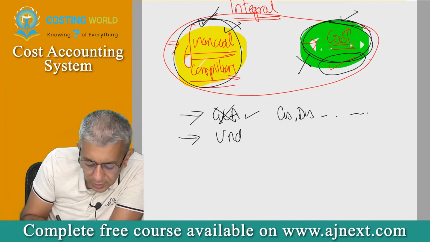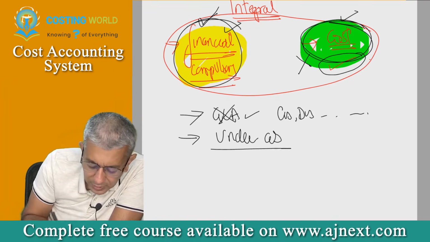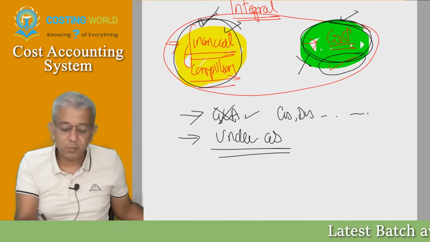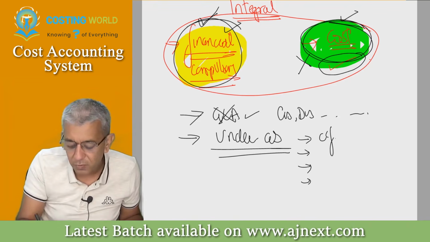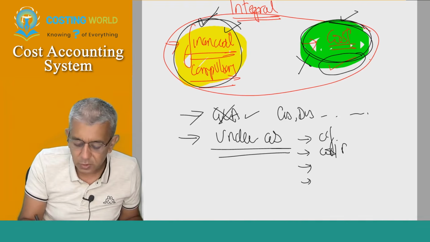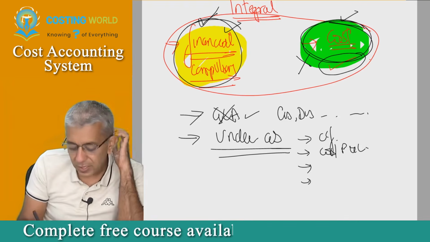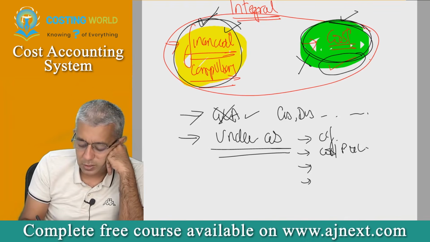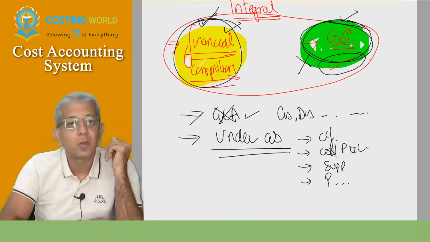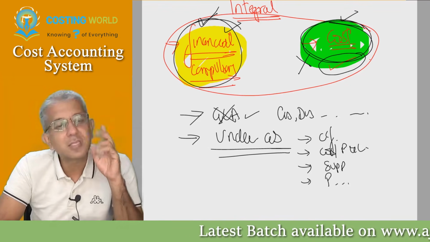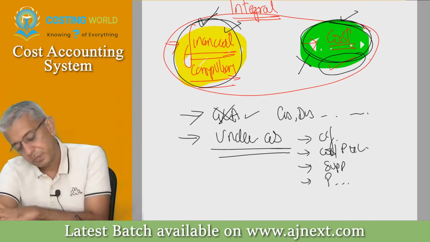What to do in this particular case about under absorption or over absorption? For under or over absorption, till now we all had four methods. First, carry forward. Second, adjusting cost of sales or costing P&L. Third, in this particular case, your supplementary method. Fourth, partly supplementary, partly costing P&L. These four methods are still allowed, but there is one problem.